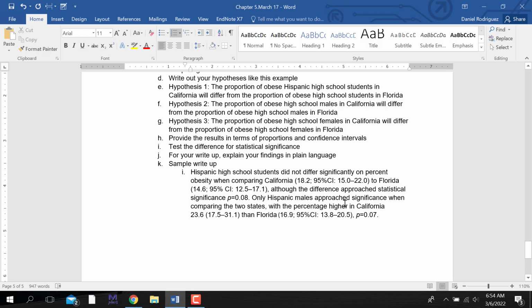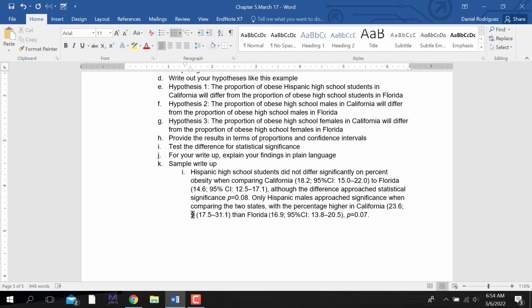Only Hispanic males approached significance when comparing the two states, so females did not, with a percentage higher in California, right? Oh, I did this again here. Okay, good. Let's see. So this is the proportion, right?